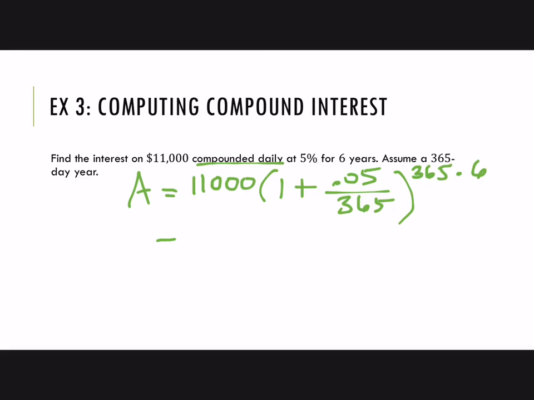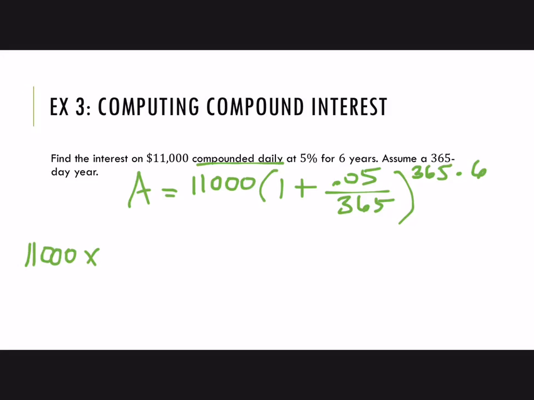Now this one, when you go to try to simplify, we can do 365 times 6, that's fine, but this part in parentheses does not work out to be an exact decimal. We would have to round that, so I'm just going to leave that as is to get a more accurate answer. The only thing I will do is figure out what is 365 times 6. That's 2,190.